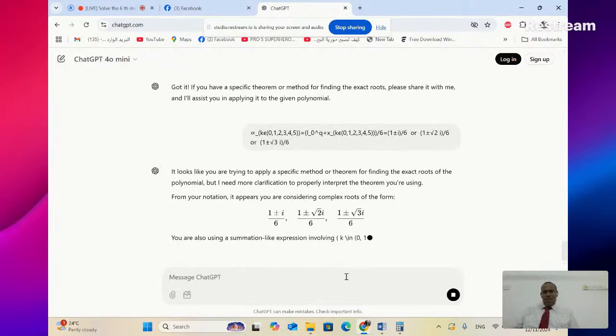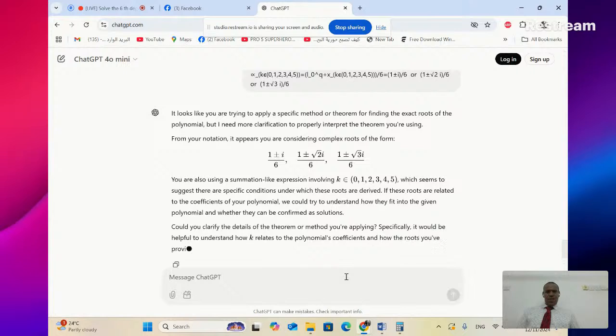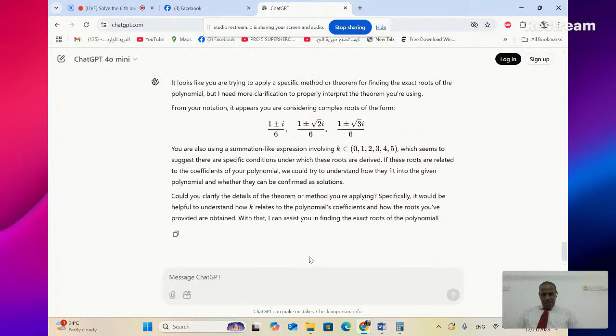It looks like you are trying to apply a specific method or theorem of finding the exact roots of a polynomial, but I need more clarification to properly interpret the theorem you are using. Okay, from your notation, it appears that you are considering complex roots of the form. Okay, but in what he told, he can do nothing, in fact.